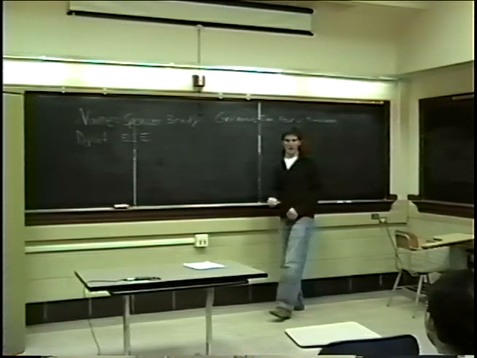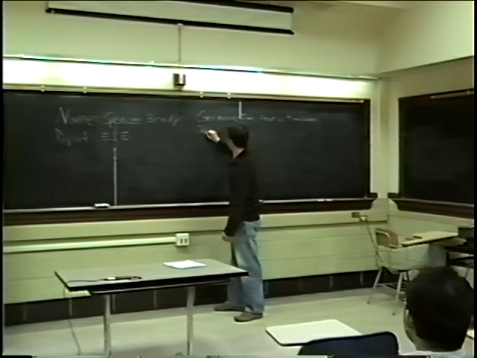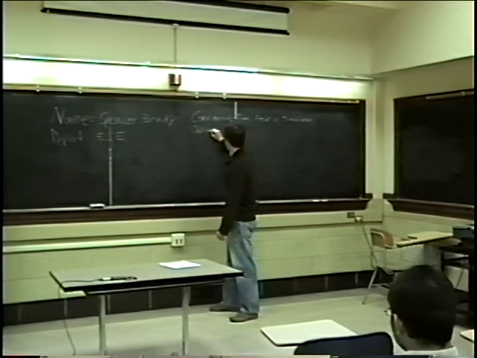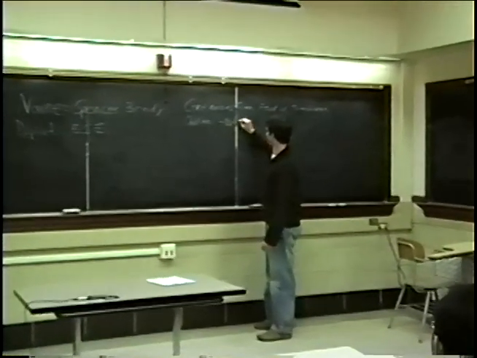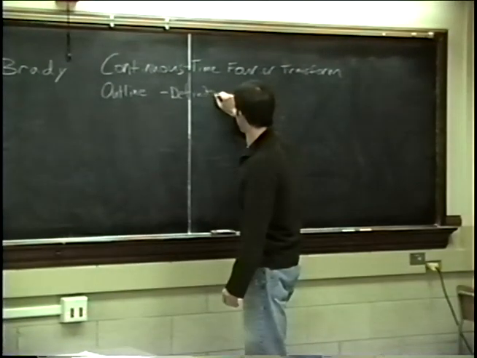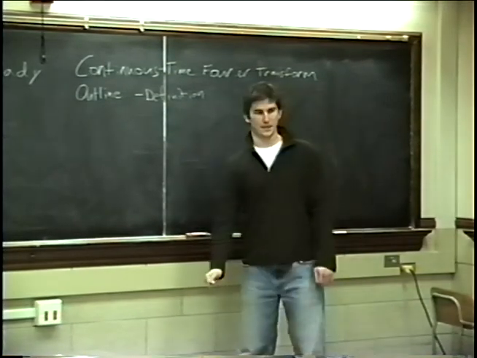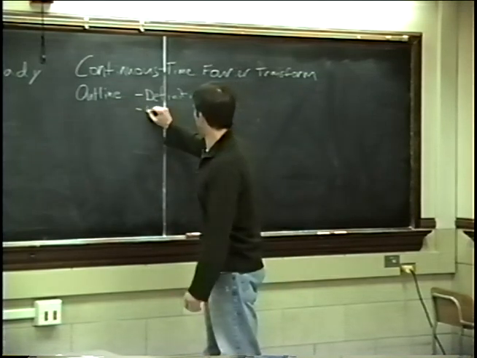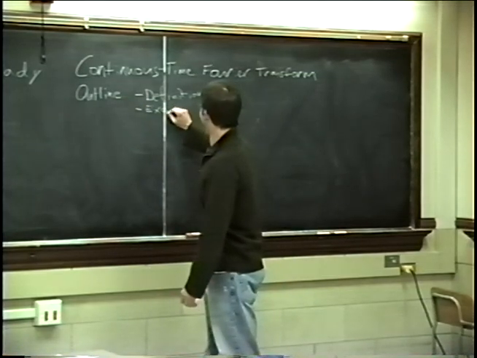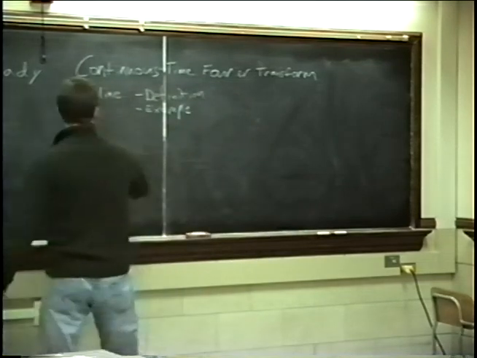I'll give you a quick outline of what we're going to cover. First, I'm going to give you the definition of the continuous time Fourier transform. And second, I'm going to give you an example on how to calculate it. All right, so we'll start with the definition.